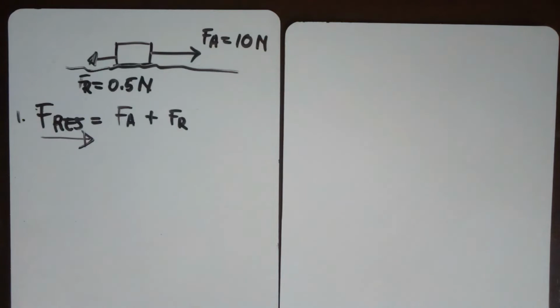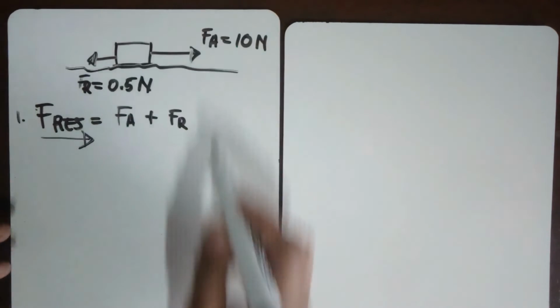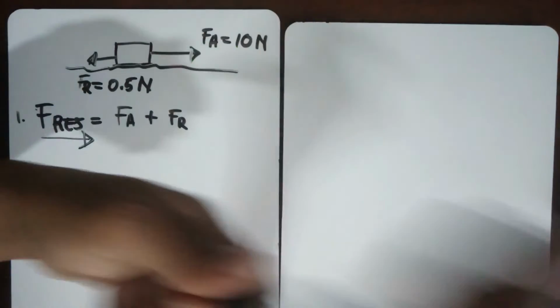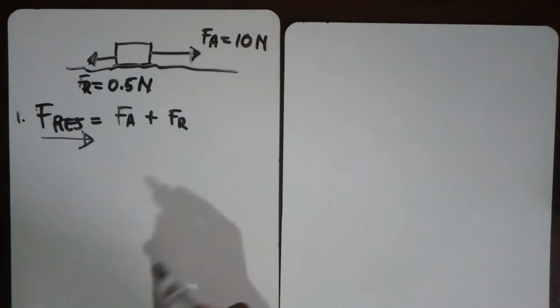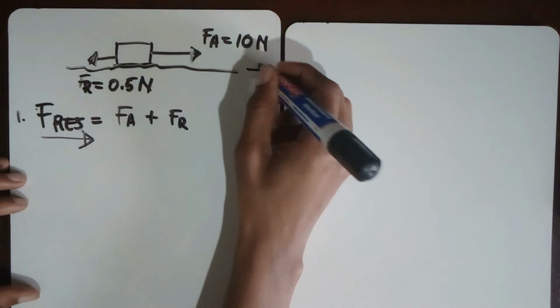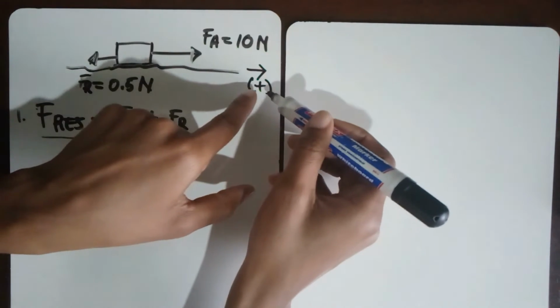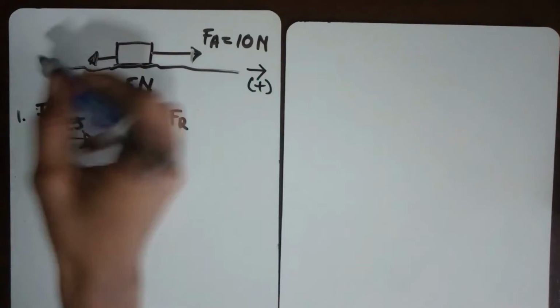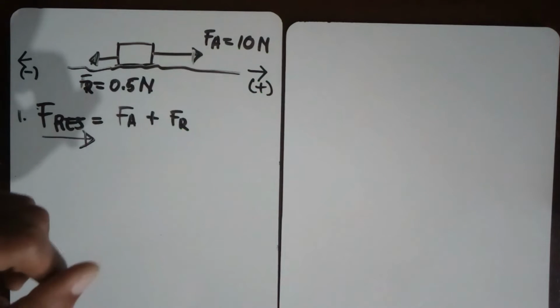So for me personally, I like saying it doesn't matter which direction you select as positive and which direction you select as negative. The most important thing is that you're just consistent in your calculation. So for me personally, I like to say the direction of motion, and we said this thing is moving to the right. So my direction of motion, which is to the right, I would say it is positive. And then the direction that opposes motion, which is to the left, I would say it is negative, right? And you'll see why now.